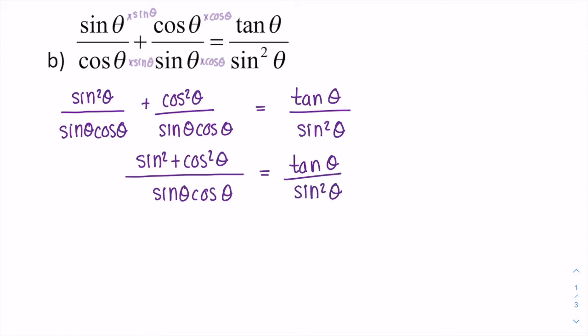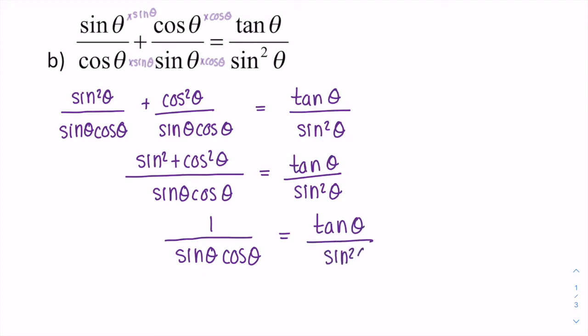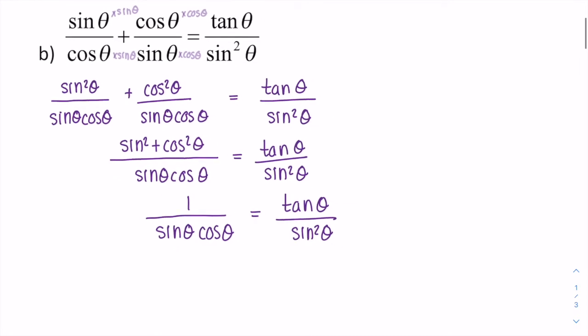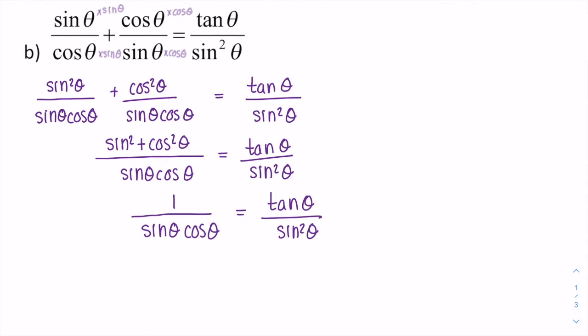And now in my numerator there, I have my Pythagorean identity. So I can write this as 1 over sine theta cosine theta equals tan theta all over sine squared theta. Now at this stage, I need to figure out how to get a tan into my answer. So somehow I need a tan in my answer and a cosine to leave the other side. So what we're going to do is try to figure out how tan and cos are related.